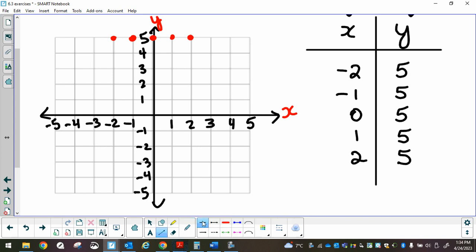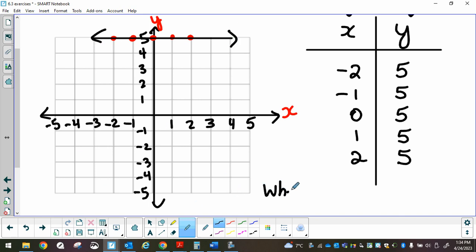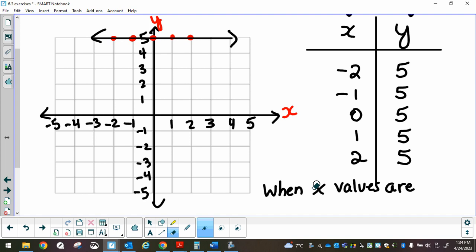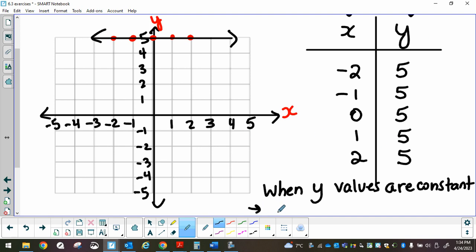Okay, there we've got a line. It is what kind of line? Okay, when y values are constant, y was always 5, you get a horizontal line. That's what we're seeing here.